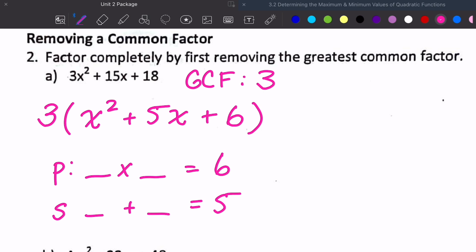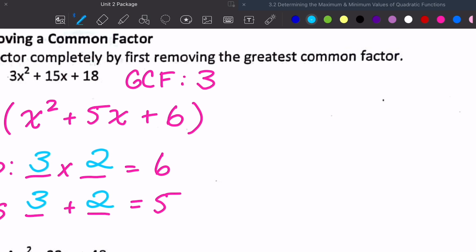I've got to think, what works? Really, with 6, all I've got is 1 and 6 and 3 and 2. Which one of those pairs is going to give me positive 5? You think 3 and 2? Do we also think 3 and 2? 3 and 2. Right? If I did 6 and negative 1, that would add together to give me 5, but then my product would be negative 6, which doesn't work. So you have to make sure it satisfies both.